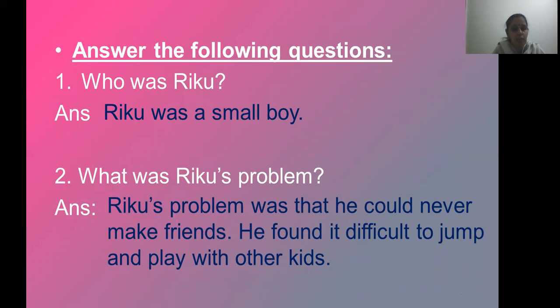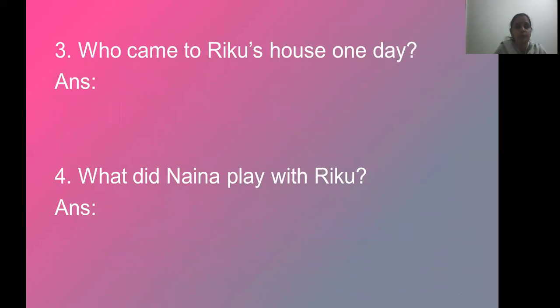So what was Riku's problem? He was very shy, right? So his problem was that he could never make friends. He found it difficult to jump and play with other kids. Let's go to the next question now.